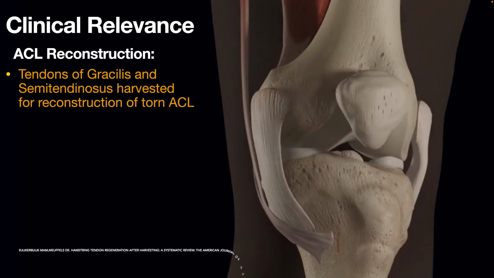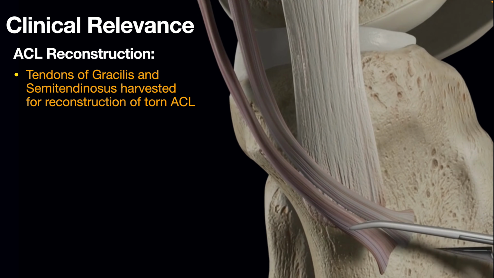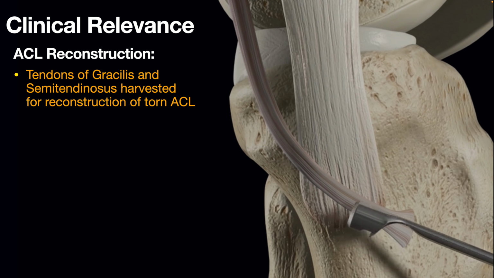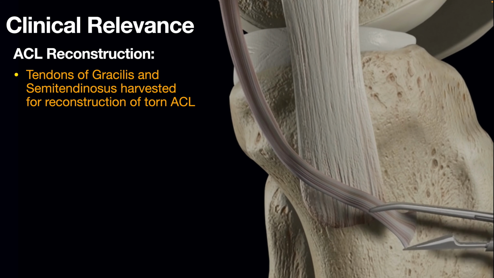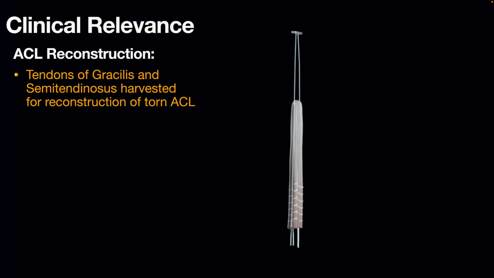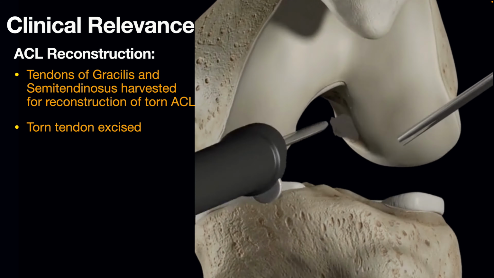The tendons of the gracilis and semitendinosus are often harvested and used as ligaments for the reconstruction of torn tendons and ligaments throughout the body. In the animation shown, these tendons will be used to repair a torn ACL, or anterior cruciate ligament. The two tendons are threaded together. The knee is expanded, and the damaged anterior cruciate ligament is removed.